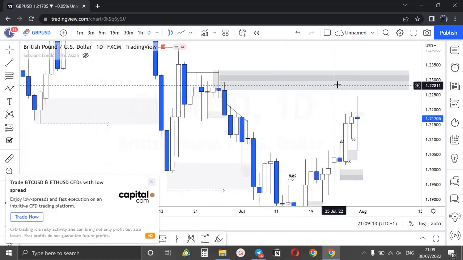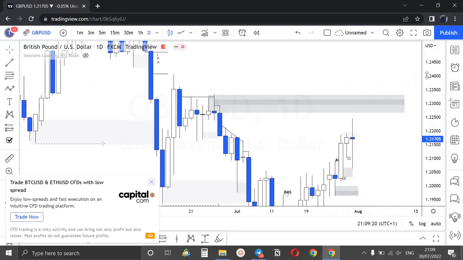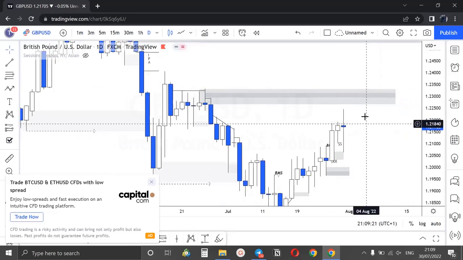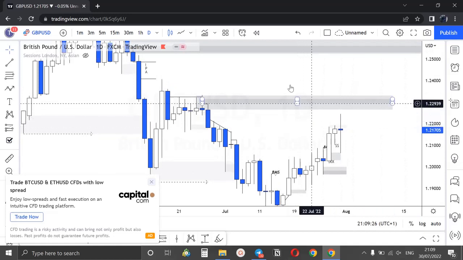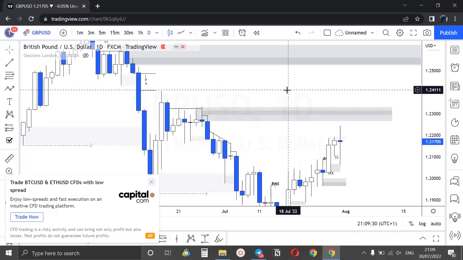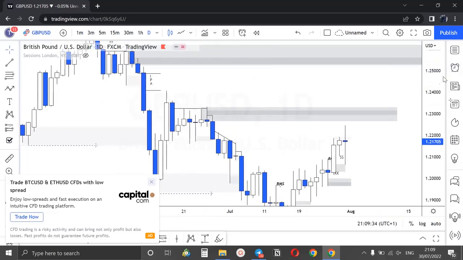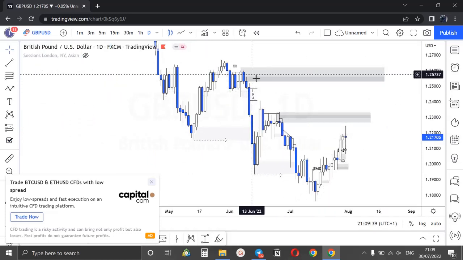If we do not see that change of character, I am not taking this trade, because probably the market can take out this high. As you can see, I'm having two supply zones where I'm looking for price to potentially come back for mitigation. Right above here, why I'm looking at this area here.